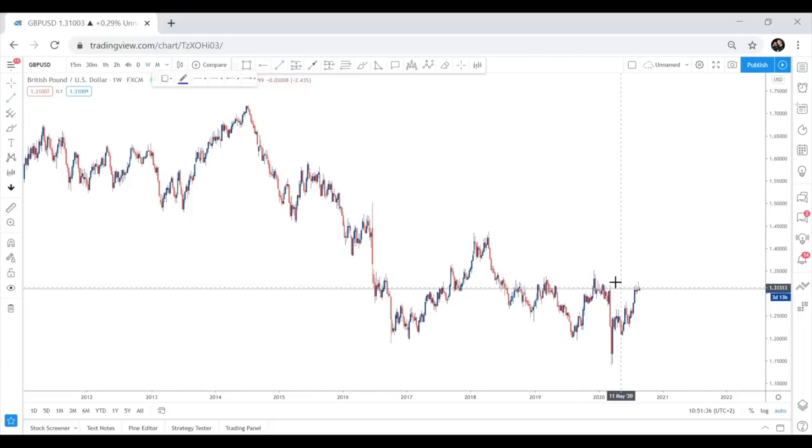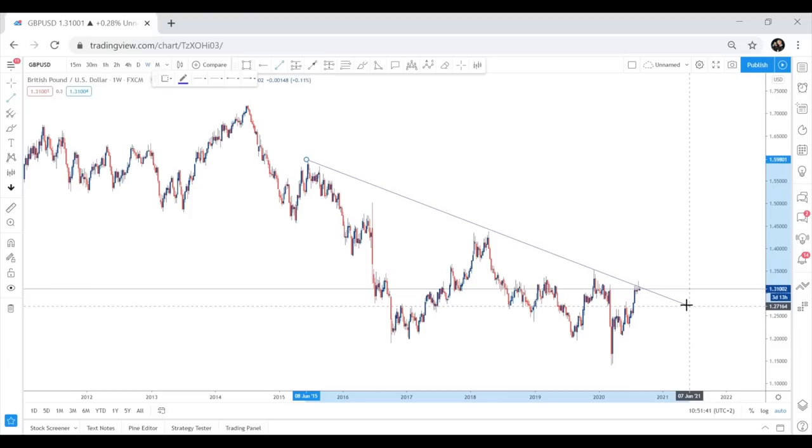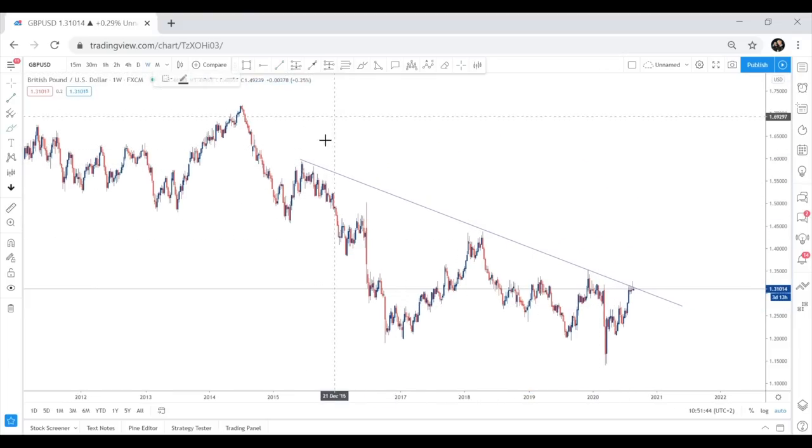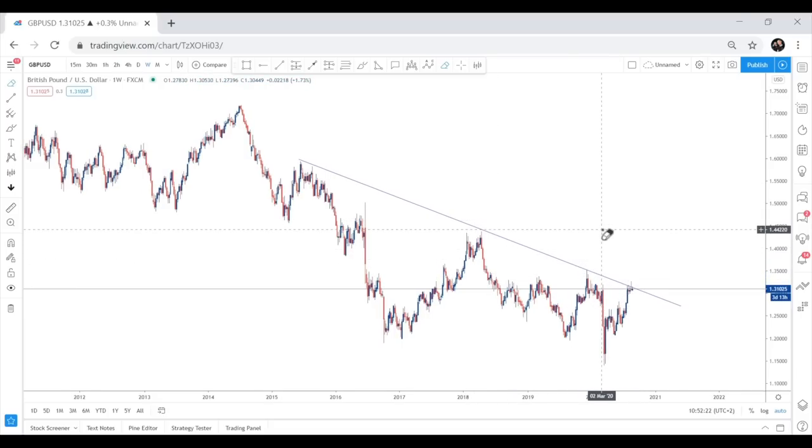As you can see right here, we have an outer structure on a weekly time frame that has been respected quite a lot. This was a trend line resisting prices. Every time the price reaches this level, it normally turns. There is also some kind of choppy price action, which means the price keeps moving up and down without any direction. Are we impulsing to the downside, or are we correcting? Understanding those key factors will show you the importance of having the bigger picture before dwelling deeper into the lower structures.